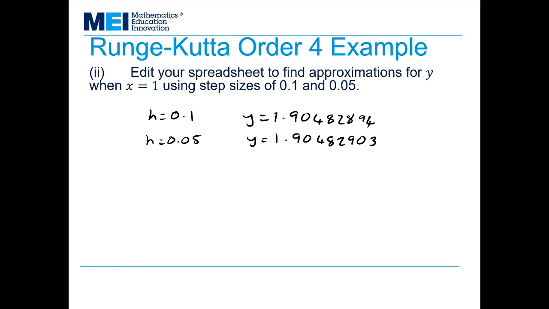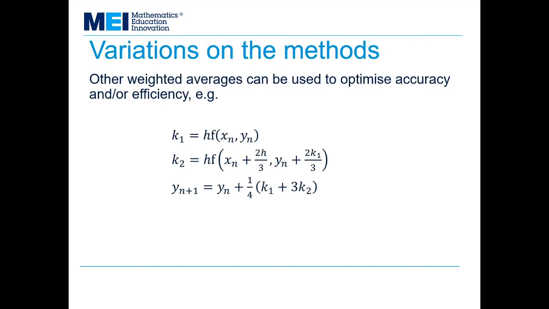And this is the balance that we do when looking at the Runge-Kutta order 4 method. It's that sweet spot where we've got enough k values to get to the solution quite quickly, but not too many that it's going to take a ridiculously long amount of time to enter into our spreadsheet. You might be asked sometimes to use other weighted averages in order to optimize accuracy or efficiency.